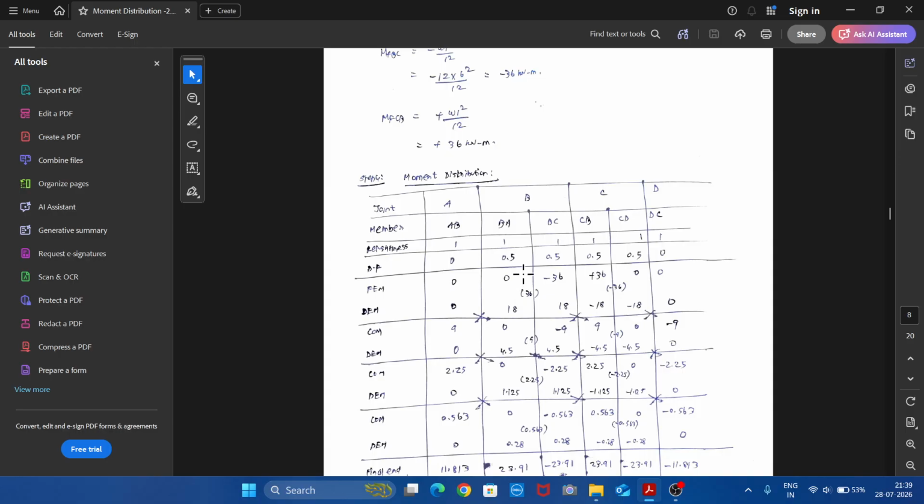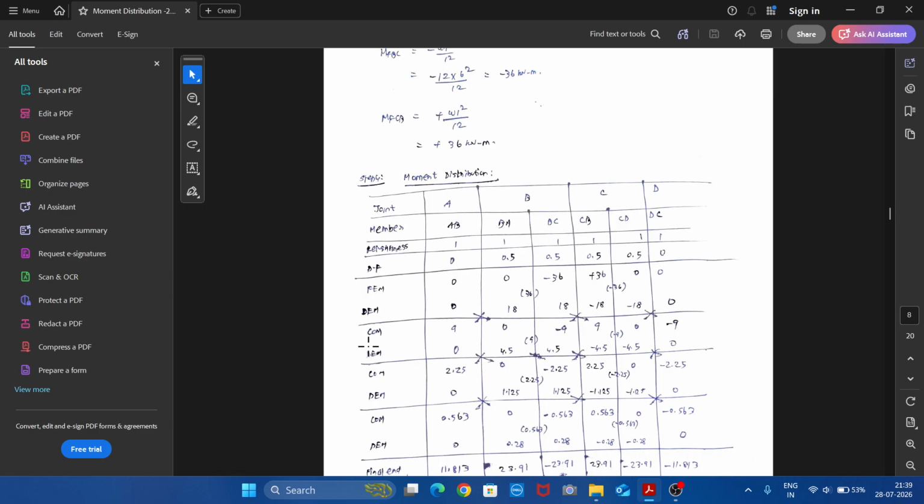36 multiplied with this distribution factor will give you this moment, and 36 multiplied with this factor will give you this moment. Similarly, here 36 and 0 are there. Therefore, the unbalanced moment is 36, so we need to balance by applying minus 36. This minus 36 multiplied by the corresponding distribution factor will be minus 18, minus 18. So this completes the first cycle.